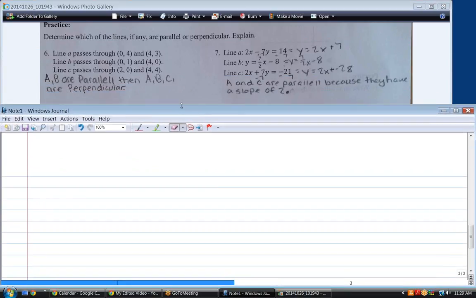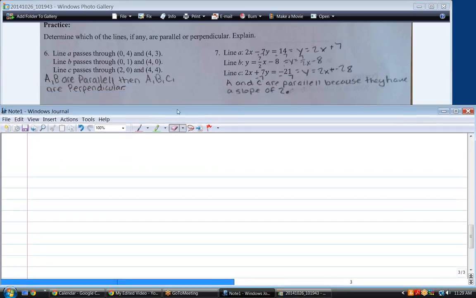All right, let me read your answers. Maybe you got it. So A passes through 0, 4, 4, 3. B passes through those. C passes through that. Are they parallel or perpendicular? Okay. Well, what do we have to do before we can answer this?